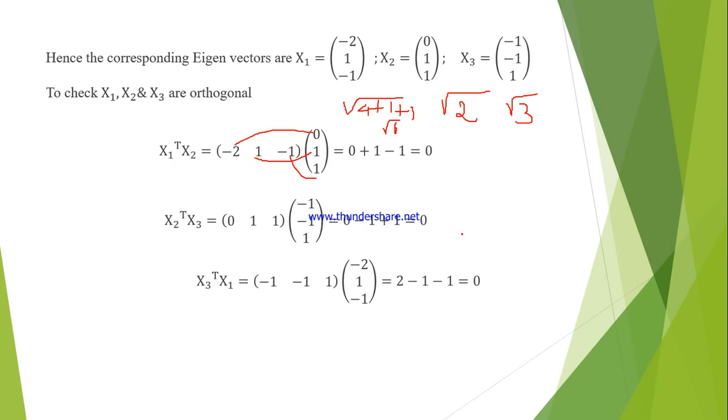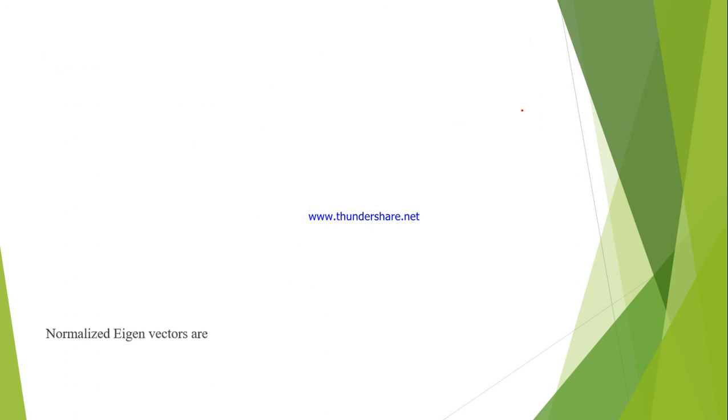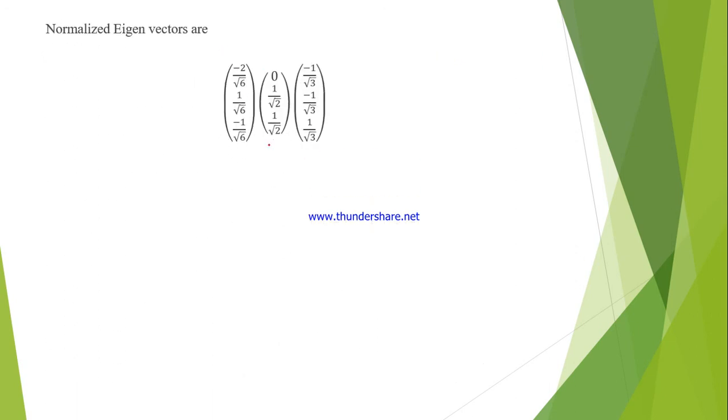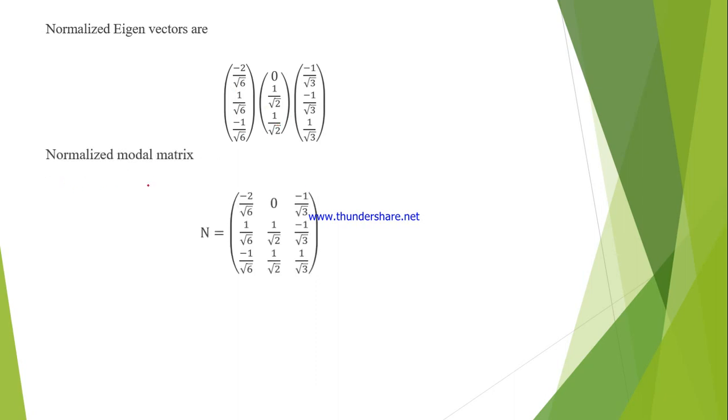So we have to divide each element by these values. Minus 2 by root 6, 1 by root 6, minus 1 by root 6. 0 by root 2, 1 by root 2, 1 by root 2. Here also in the same way, minus 1 by root 3, minus 1 by root 3, 1 by root 3. So we get these normalized eigenvectors. For the normalized modal matrix, we have to write this in the form of a 3 cross 3 matrix.